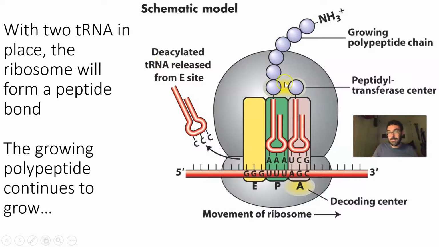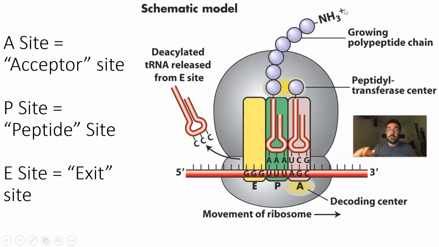And then this process keeps going over and over and over until you get to the end of the gene. And as it's continuing, these polypeptide chains just keep on growing. So in the ribosome, we have 3 sites, if you will, or 3 zones. And these 3 sites are called the A site, the P site, and the E site. Think of A for acceptor, P for peptide, and E for exit.